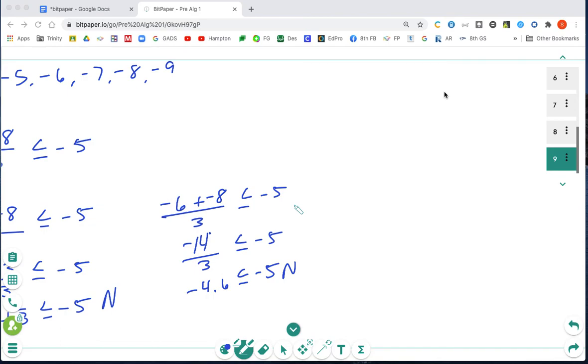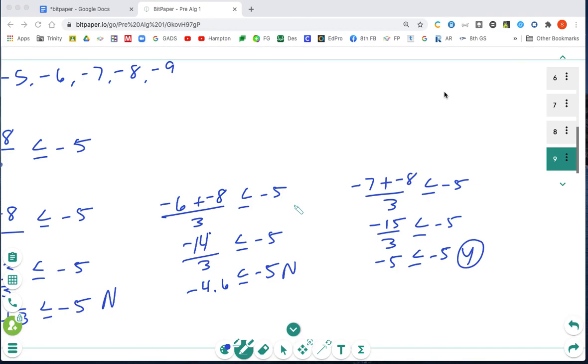So now we're going to try negative 7. Negative 7 plus negative 8 divided by 3 is less than or equal to negative 5. Negative 15 divided by 3 is less than or equal to negative 5. Negative 5 is less than or equal to negative 5, so yes, this would be a solution.